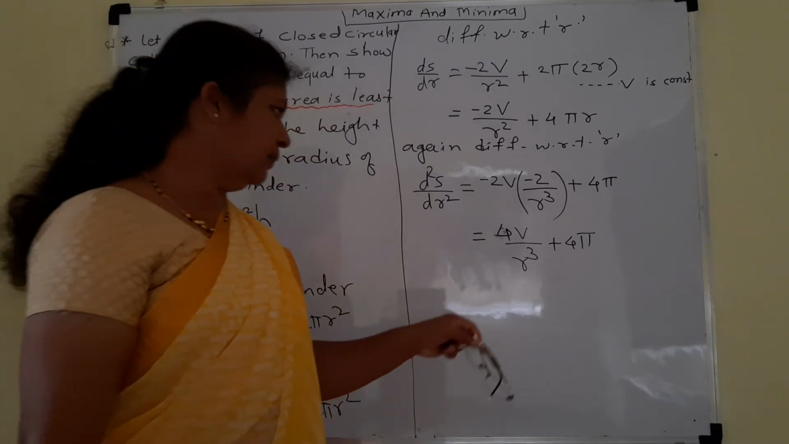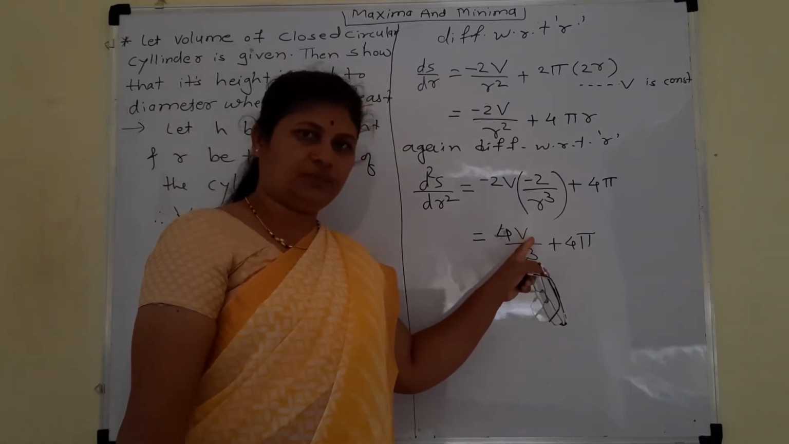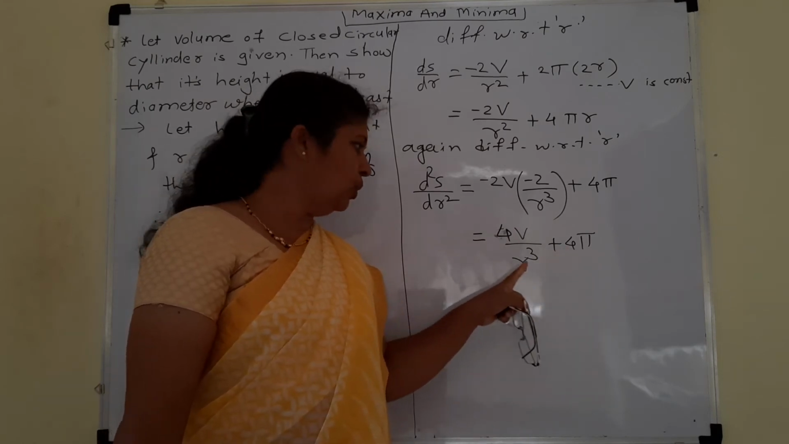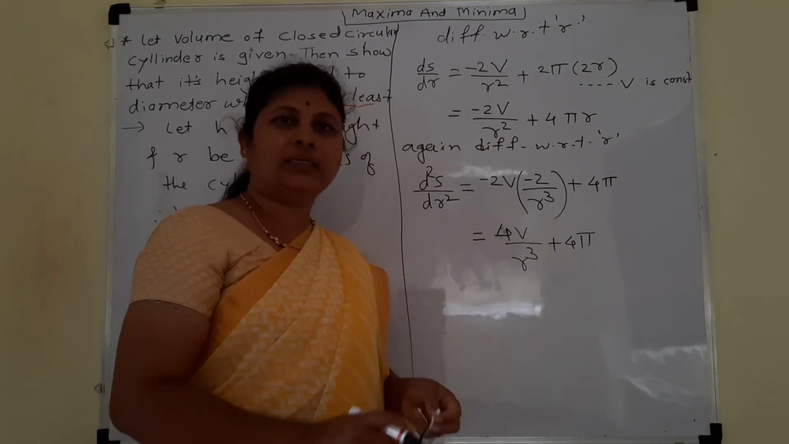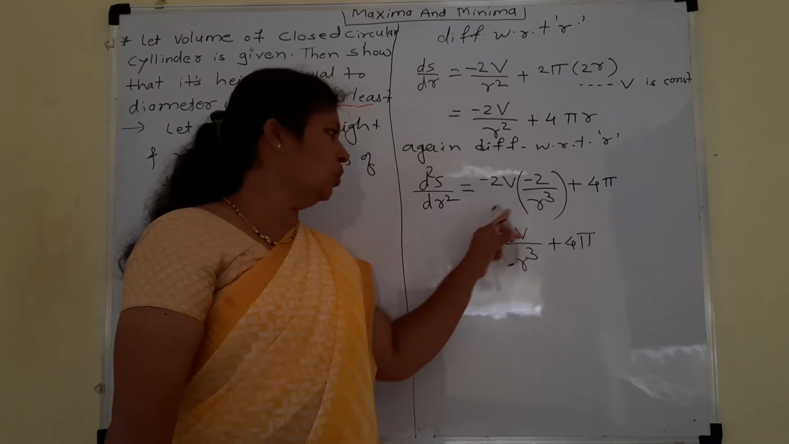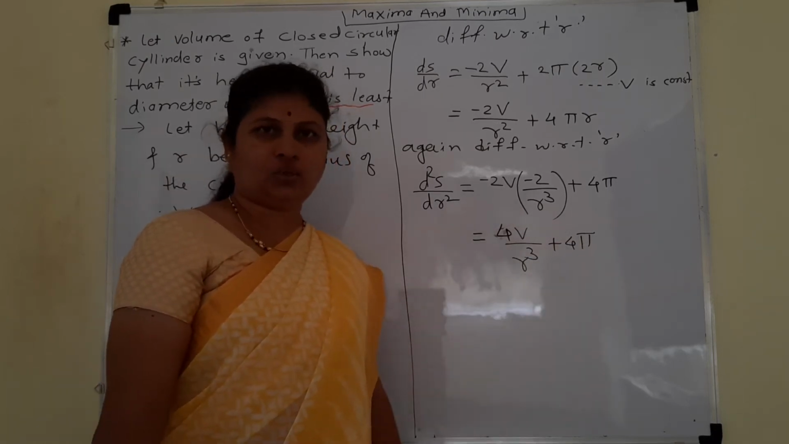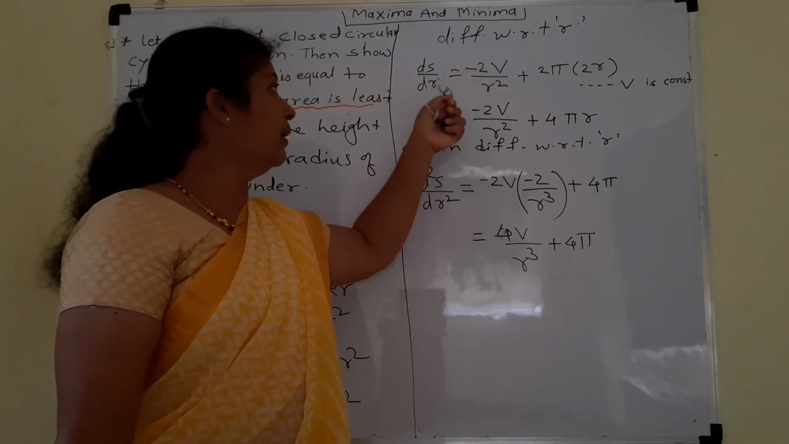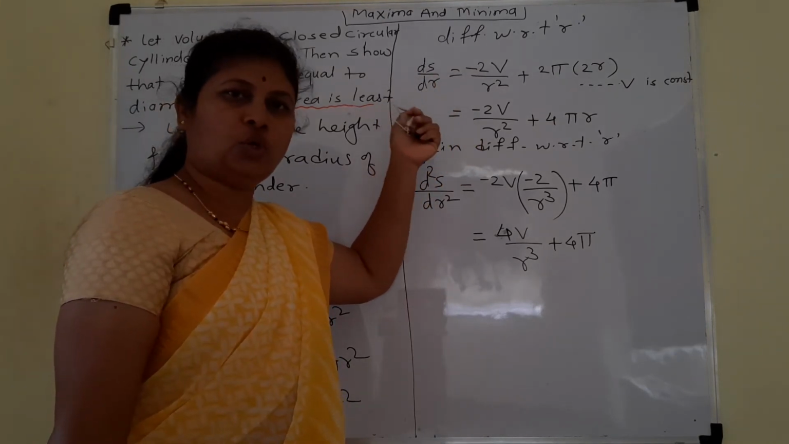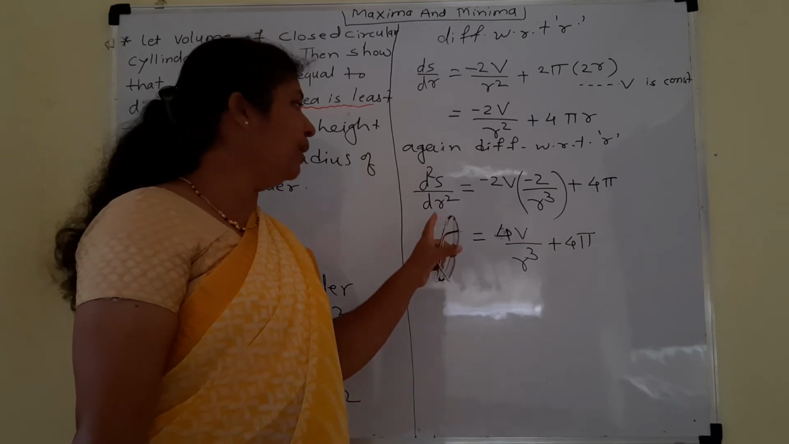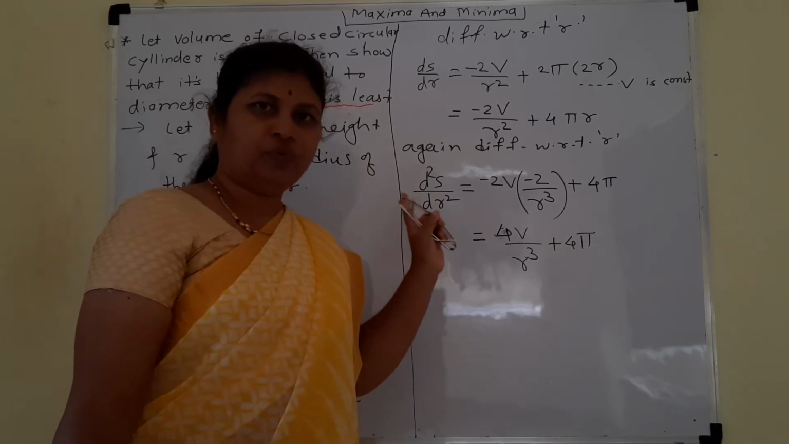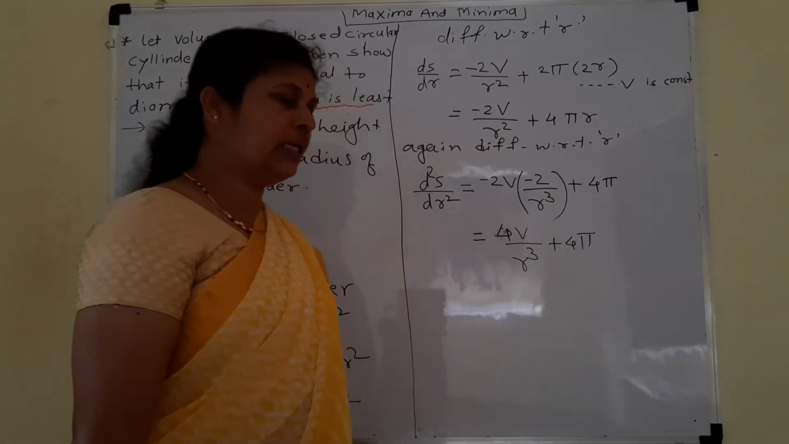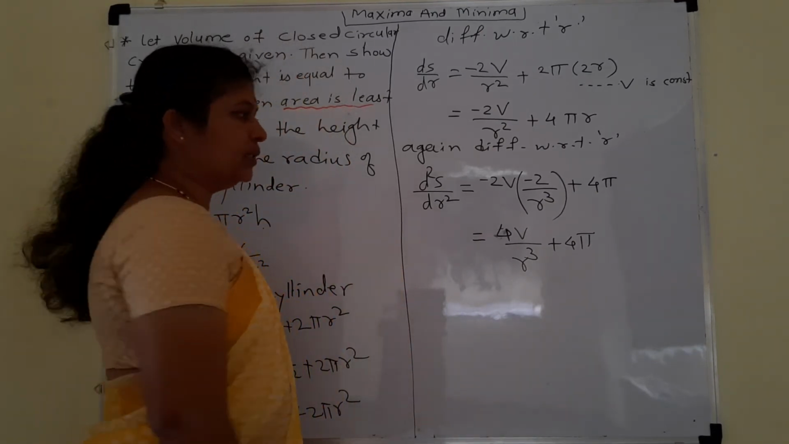Now if you look at this, v is constant, it is volume, so it will always be positive. This term is positive, and r cube, r being the radius, will also be positive. So this total will always be greater than 0. So whatever value of r we get here by taking ds by dr equal to 0 will give me the minimum surface area. Why? Because the second order derivative is greater than 0. But then also we will go through our process.